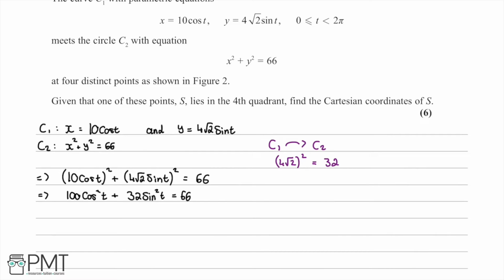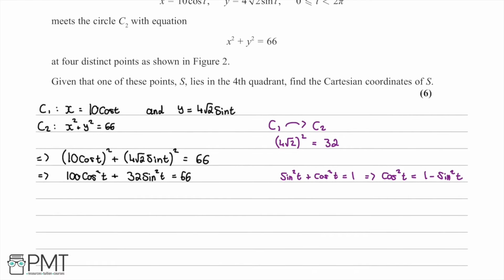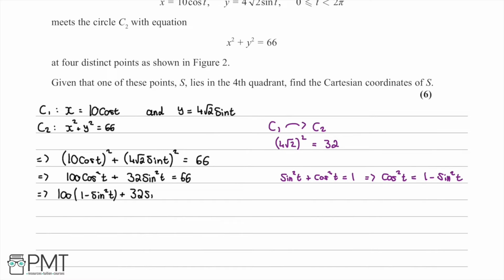And we know that we can't solve an equation easily when we have cos's and sines. So we're going to note that sine squared t plus cos squared t is equal to 1. So rearranging this, we have that cos squared t is going to be equal to 1 minus sine squared t. So we can substitute 1 minus sine squared t into this equation here for cos squared of t, and then this will leave us with only terms which have sine in them. So therefore we'll have 100 lots of 1 minus sine squared t, and then we'll add on 32 sine squared t, and that's still all equal to 66.